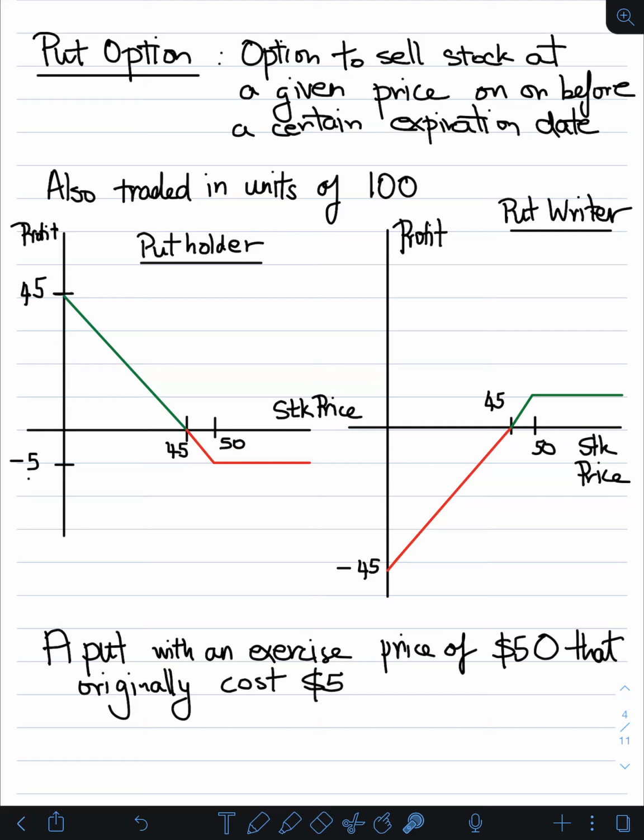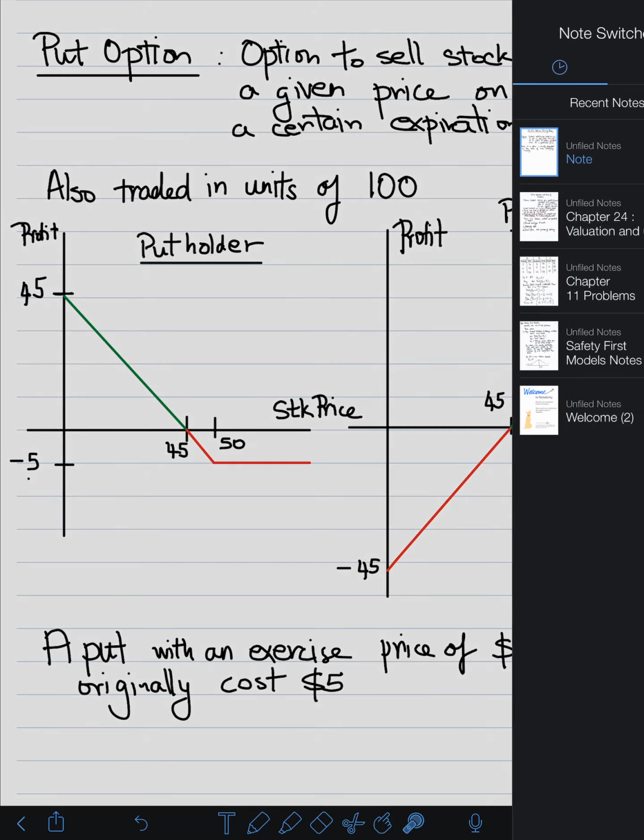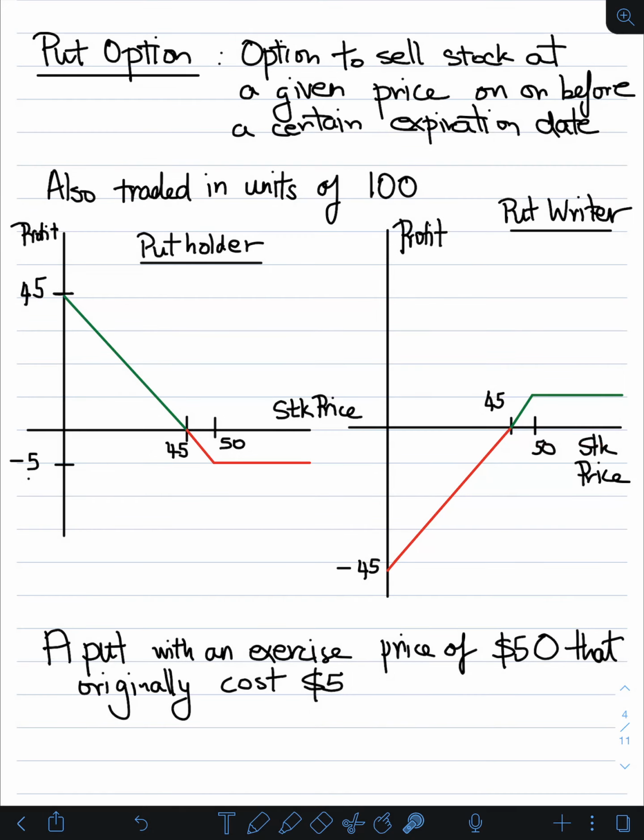Now, if you look at the put writer's profit graph, it's again like we had with the call option. It's a flipped version. You just flip it across the x-axis, and that's the profit trend for a put writer. At any price up to $45, the put writer makes an overall profit. At a price above 50, the put holder will choose not to exercise the option, and the put writer makes the entire $5 that they receive from the put holder.